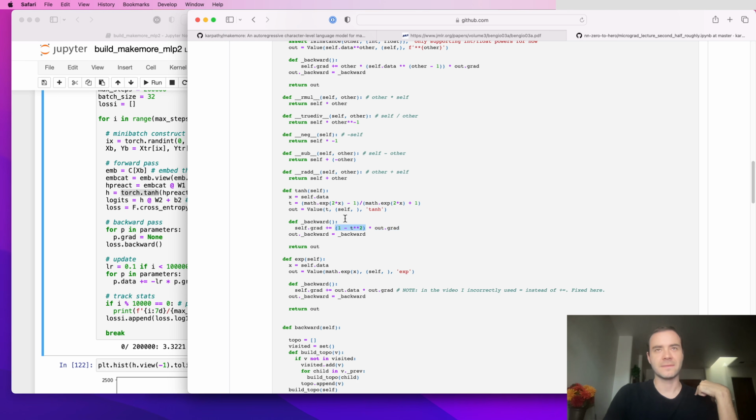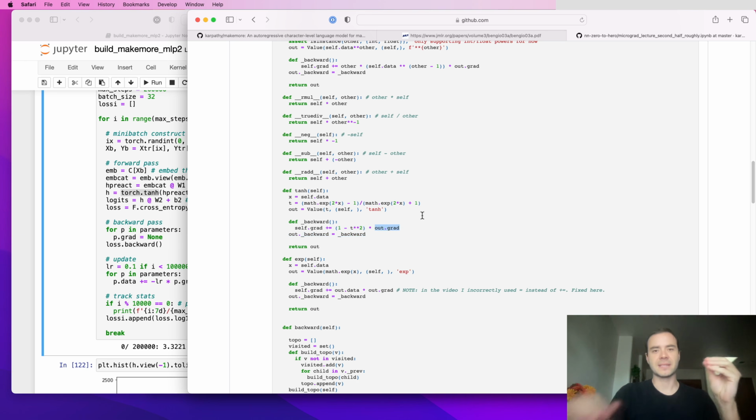So what happens if the outputs of your tanh are very close to -1 or 1? If you plug in t equals 1 here, you're going to get a 0 multiplying out.grad. No matter what out.grad is, we are killing the gradient, and we're stopping effectively the backpropagation through this tanh unit. Similarly, when t is -1, this will again become 0, and out.grad just stops.